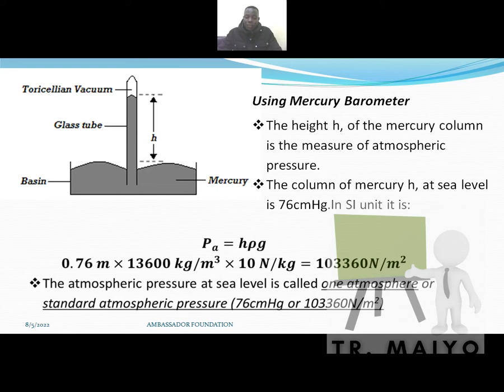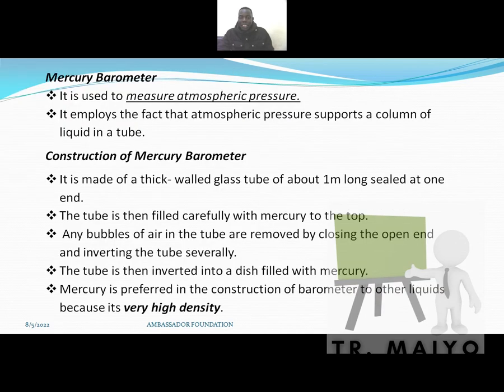It is always 76 centimeters of mercury. If you use 76 centimeters of mercury, you can calculate it to give you Newton per meter square by doing what? 76 over 100 times 10 times the density of mercury. You will get 103,360. So at sea level, it is 103,360, roughly 103,000 Newton per meter square. That is the atmospheric pressure at sea level. It is the one referred to as the standard atmospheric pressure. So standard atmospheric pressure is 76 centimeters of mercury, or 103,360.